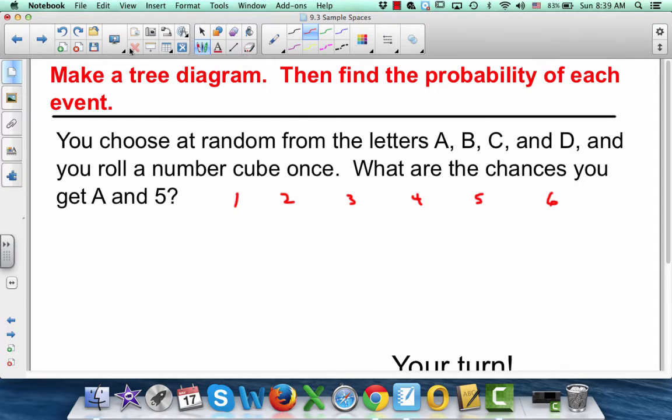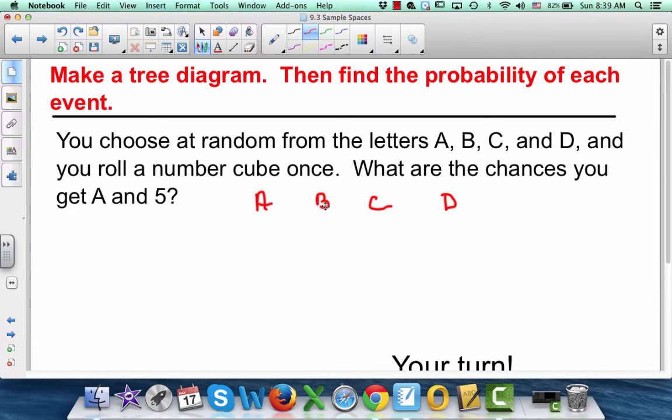Now, instead of doing it this way, you could have listed at the top A, B, C, D. And then what could you have done? Right, you could have put the numbers 1, 2, 3, 4, 5, 6 underneath each one of them. So I'm going to let you do that. Find out what the chances are that you'll get an A and a 5. It's your turn. Pause the video, try this, and then come back to me.